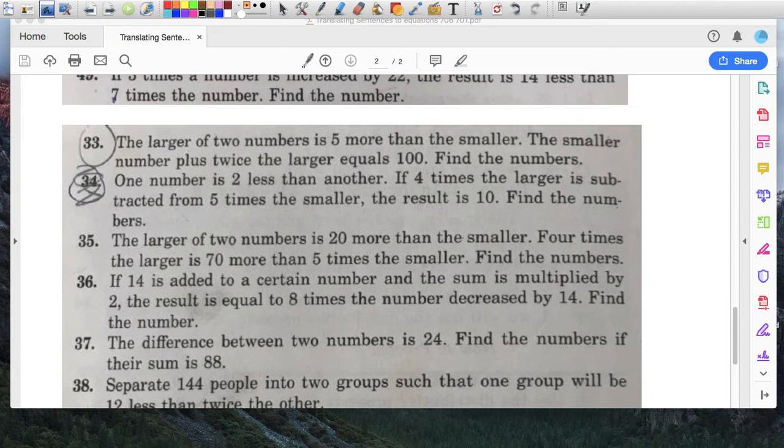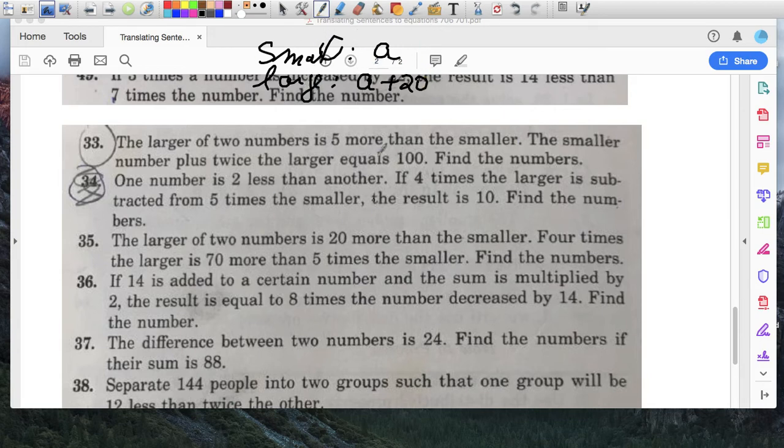Next one. Give me a second. So again, it says that the larger of two numbers is 20 more than the small one. So we have two numbers, a small number and a large number that we're talking about. And it says that the larger number is 20 more than the smaller one. Well, let's call the small number A. It means that the larger one is going to be whatever A is plus 20. Yeah? So we identify our small and large number.